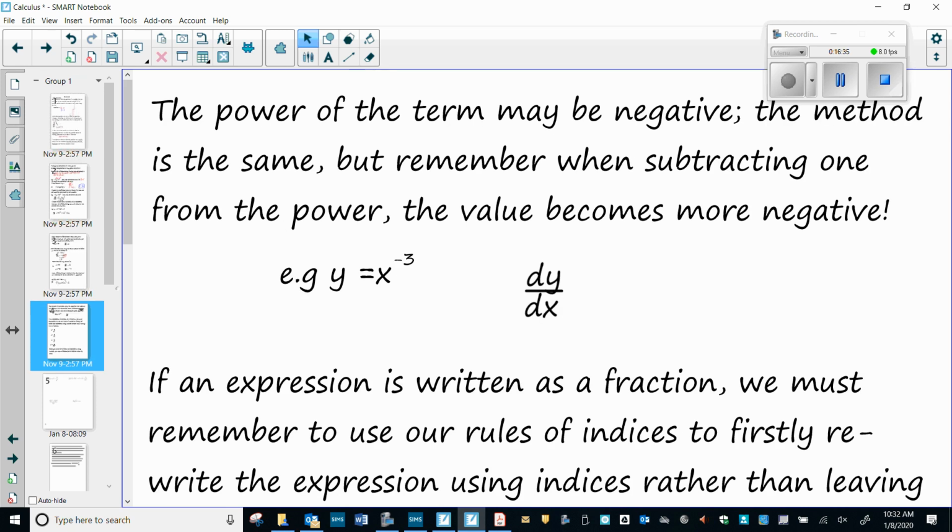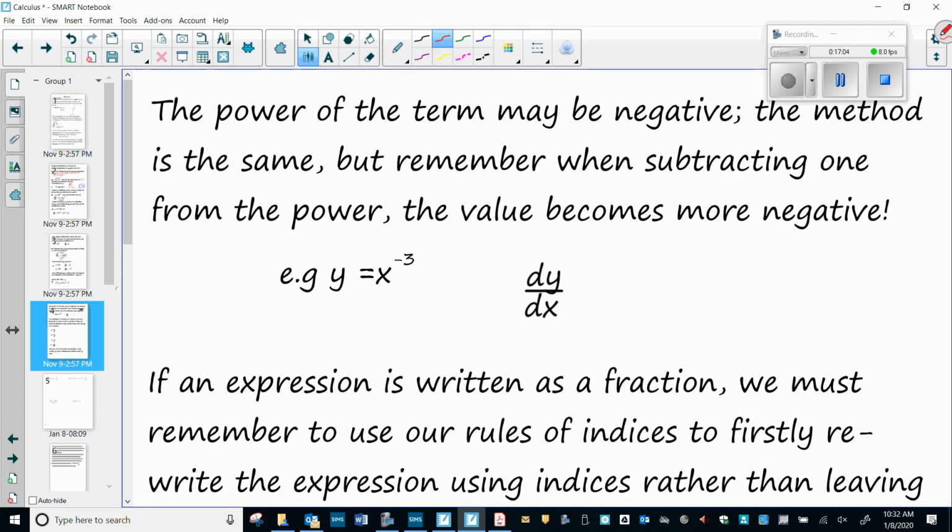We start to get into the slightly more complicated zone. We might have a negative power. Okay, the rule is exactly the same though. The power goes to the front and we take 1 off the power. The thing that you have to remember here is that when you subtract 1 from -3, it becomes -4. So that's something that some people make mistakes with.